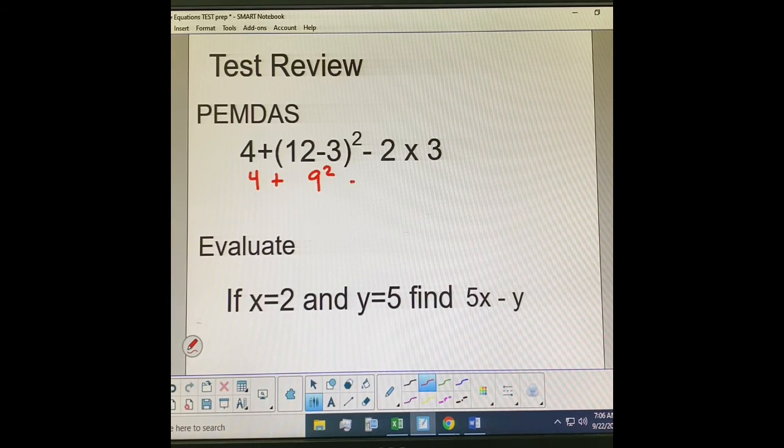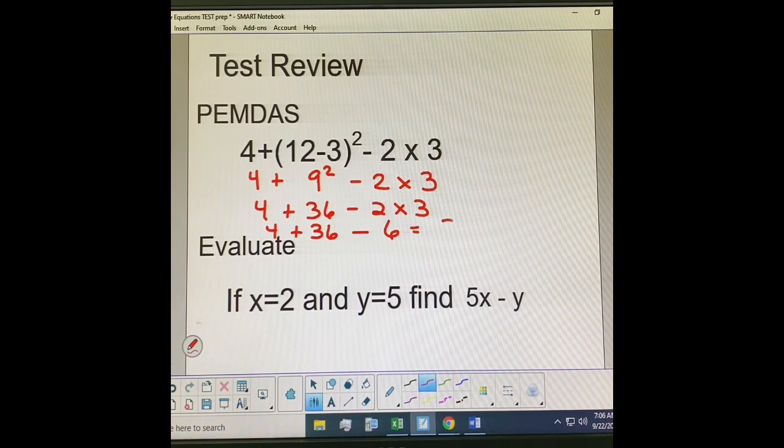PEMDAS, don't mess the order of operations up. Please work on these two questions and make sure you get the same answers as me. You have to do the parentheses first, then the exponent, then multiply, then add, then subtract.